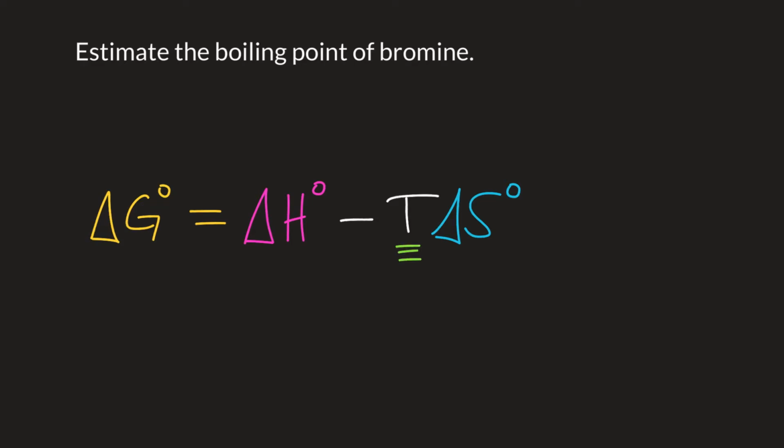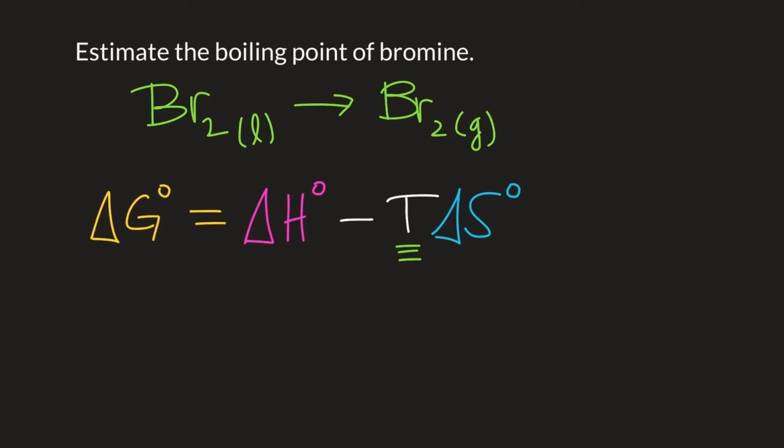So if we wanted to write a reaction that would represent the boiling point of bromine, you're only going to be dealing with bromine, a pure substance. It is diatomic, so it's going to be Br2. And if you have it in the liquid phase, once it's boiled, you would have the same substance, but in the gaseous phase. So it's actually a physical process.